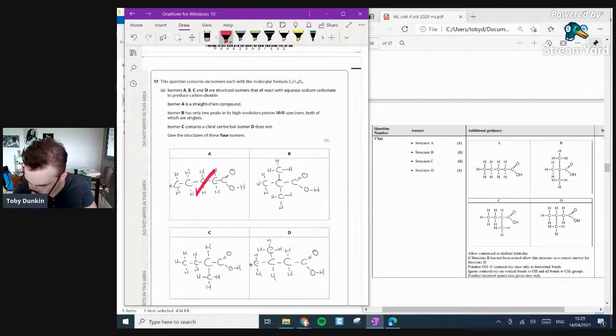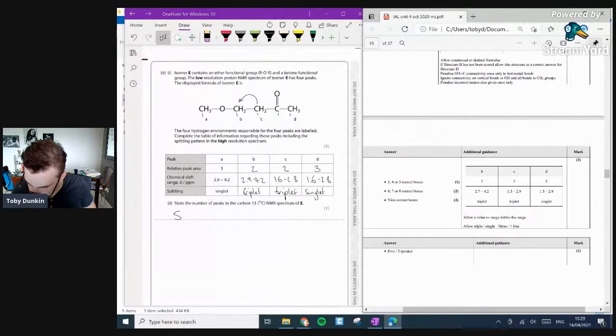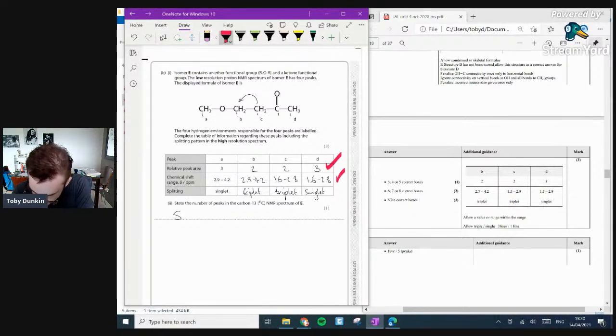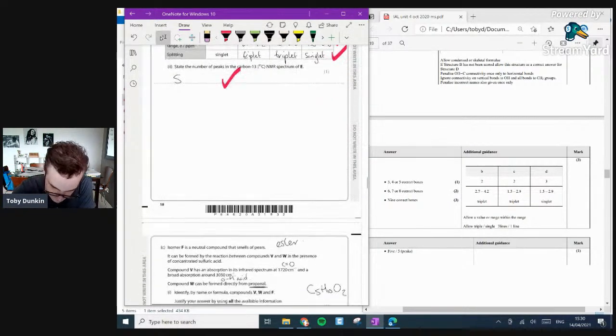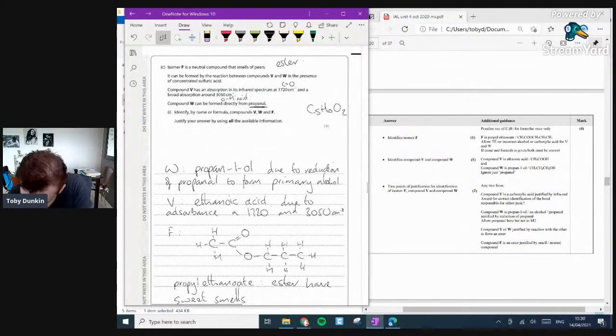Next, pentanoic acid. All 3 branches bunched. That's good. Interested about these values. Allow a value within the range. That's funny. 1.5 to 2.9. I said 1.6. Yeah, that's okay. It's within the range. 3 marks. Triple singlet. 5. Okay, I hated this question. Identified F.